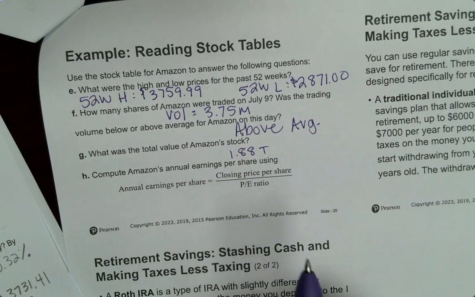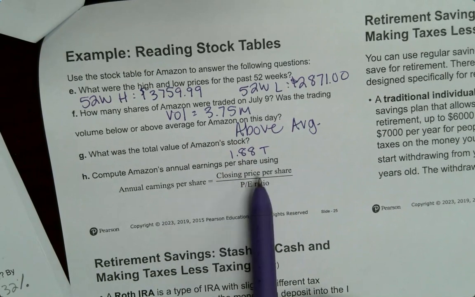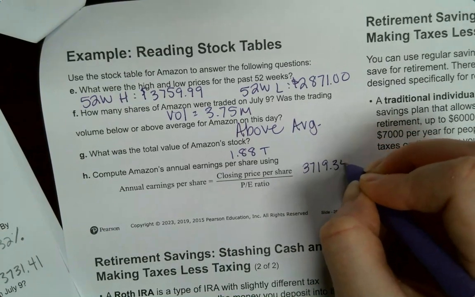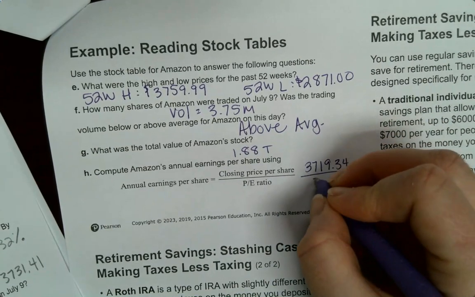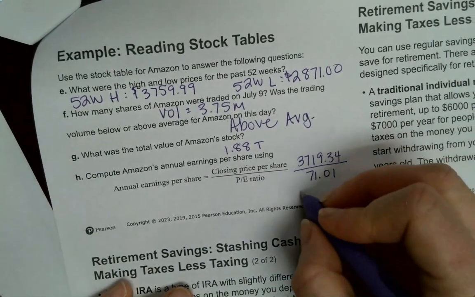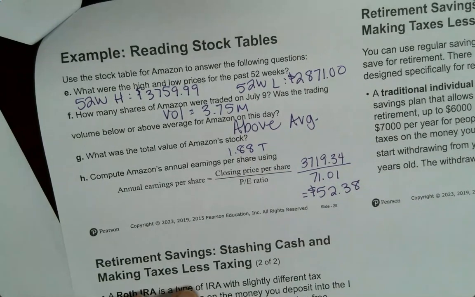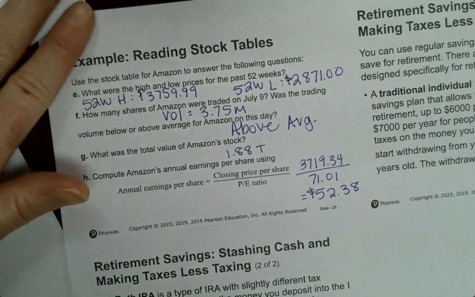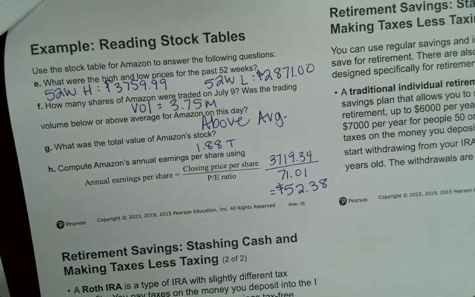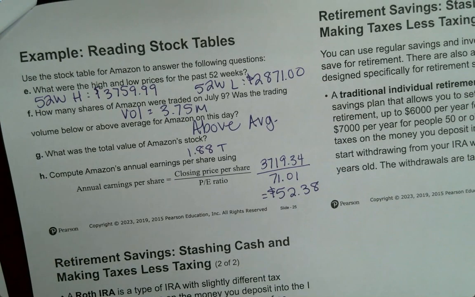And then the last question is about annual earnings per share. So you find that by doing your closing price per share and divide by the P/E. And when you divide that, you get 52.38. You can go ahead and read the last two slides talking about retirement, savings, taxing, and all of that.